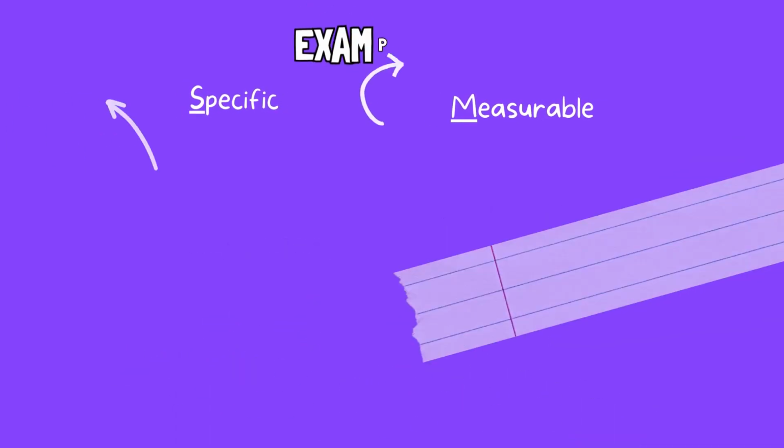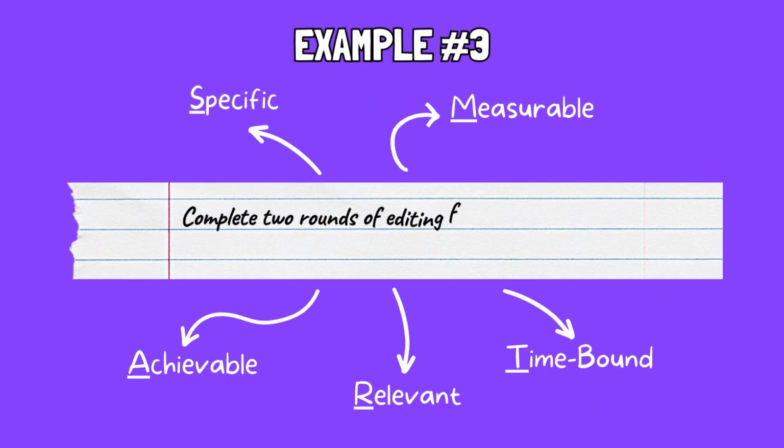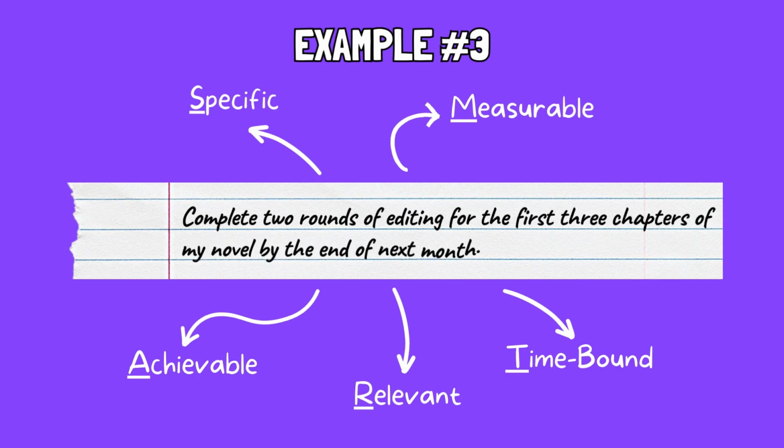Example 3. Complete 2 rounds of editing for the first 3 chapters of the novel by the end of next month. This goal includes revising and editing, making it well-rounded, and ensuring the improvement of the quality of writing.